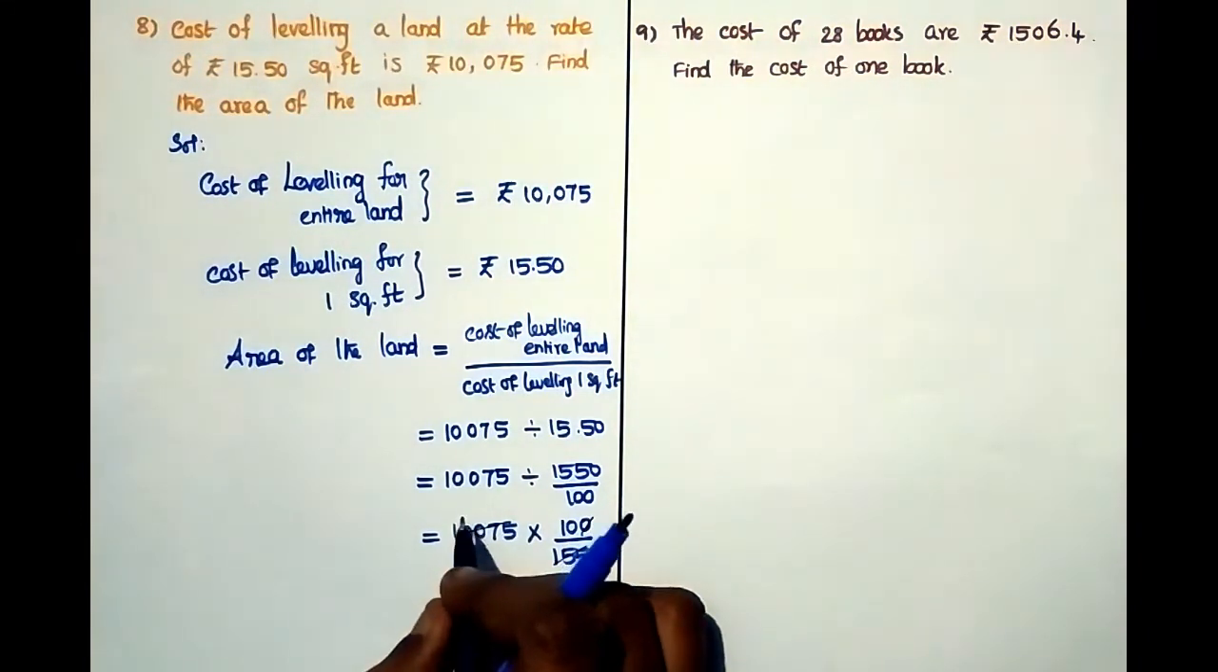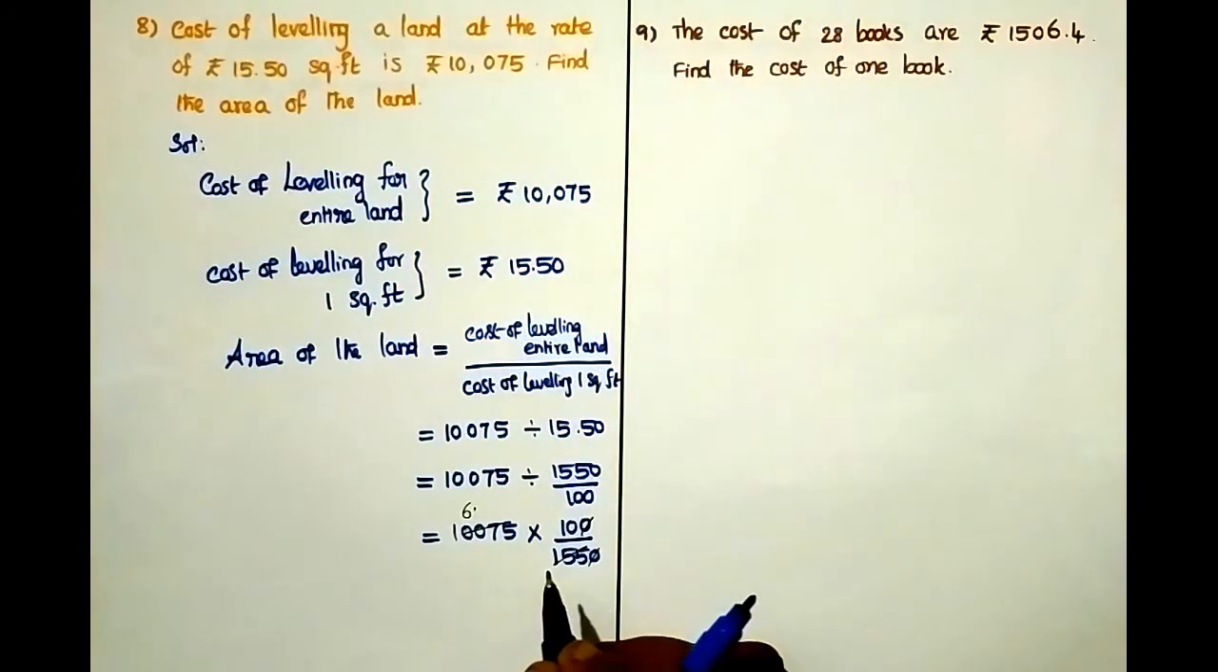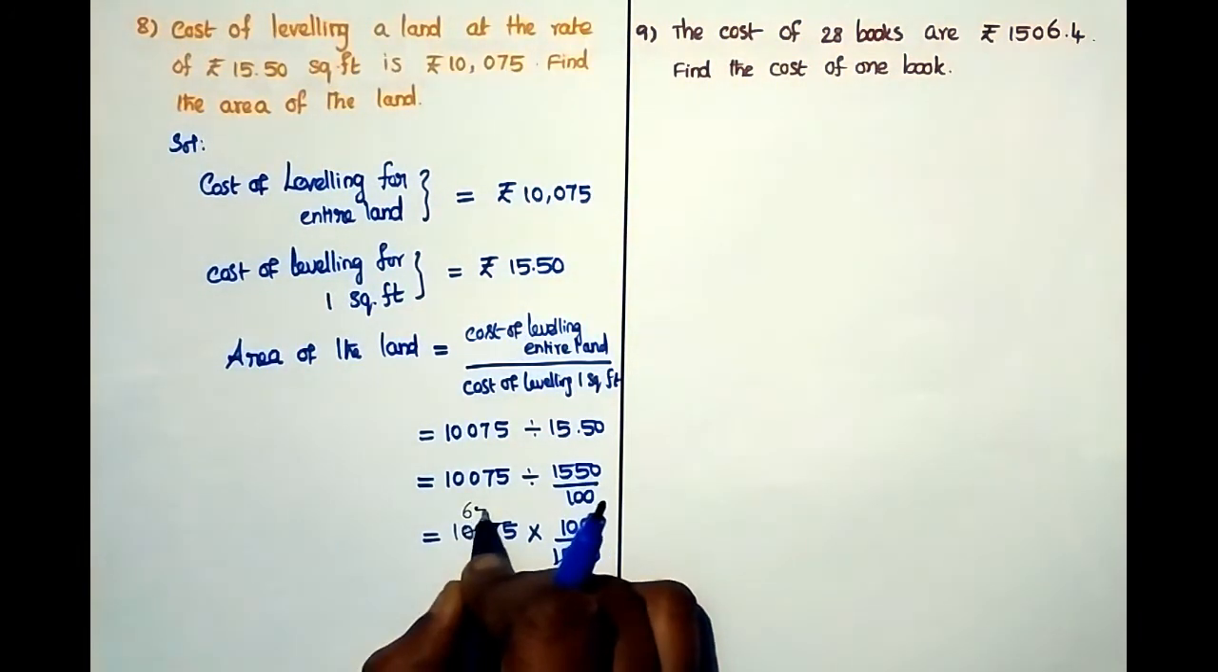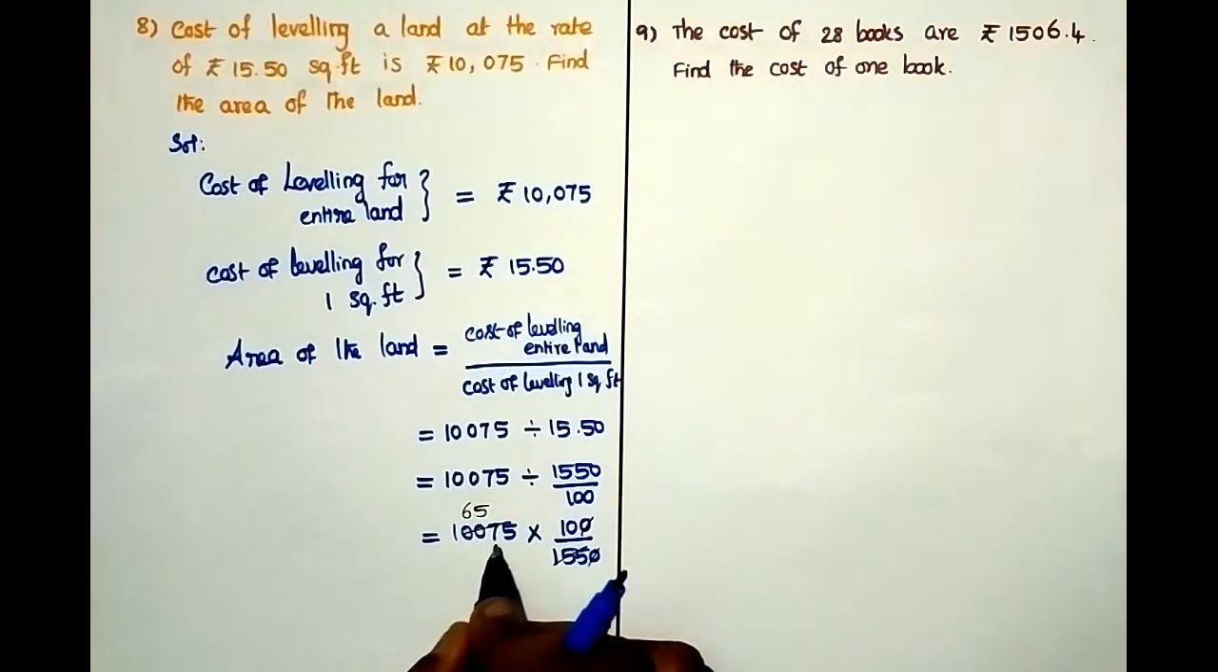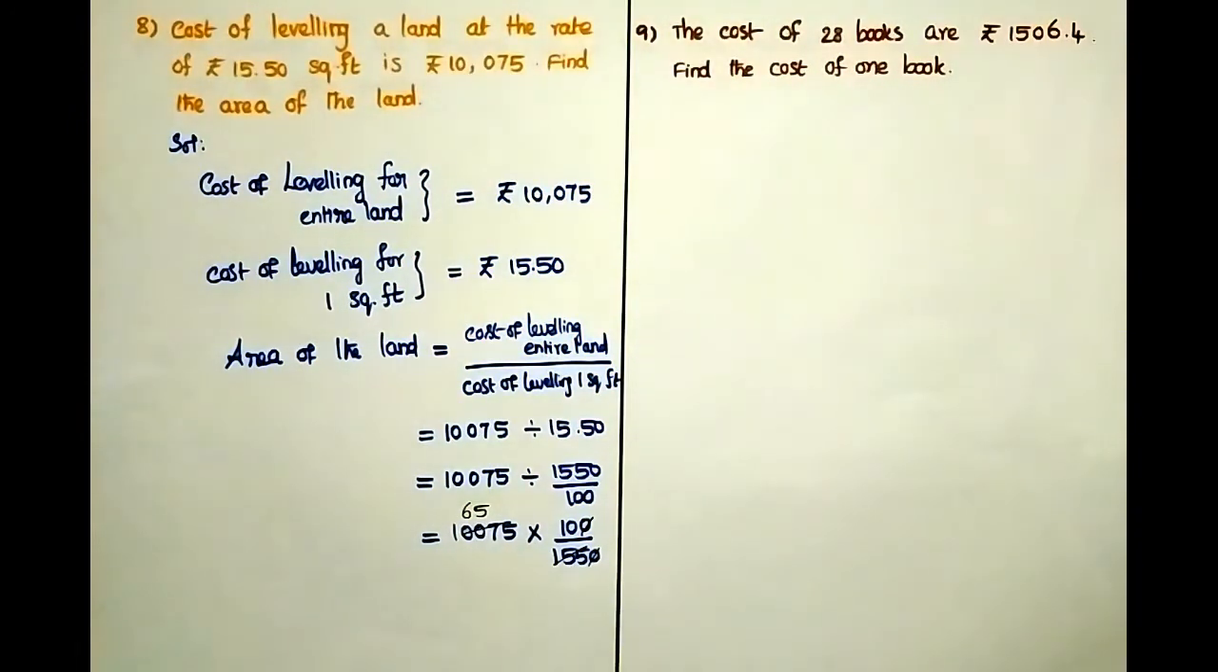Here 65 times 65 into 155 means we get this 10,075. Write down the remaining number 65 into 10. We get 650 square feet. That is the area. That is the answer.